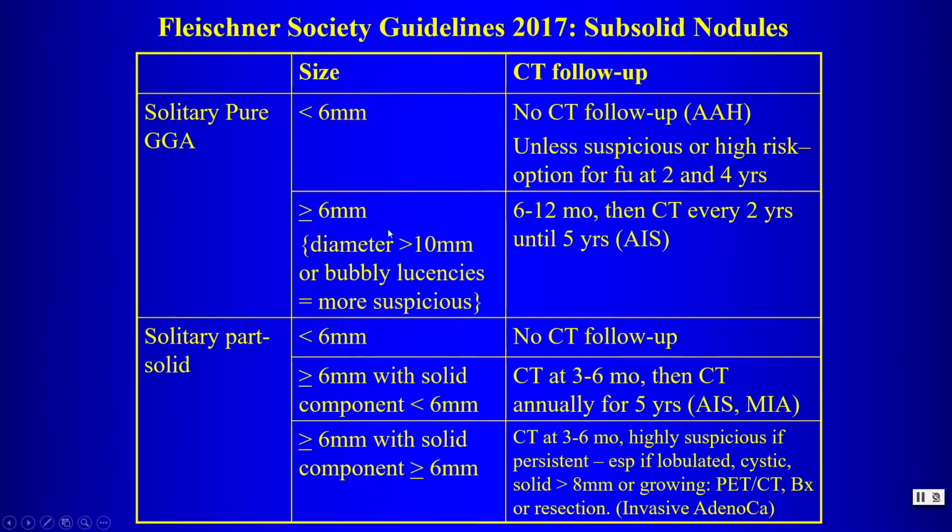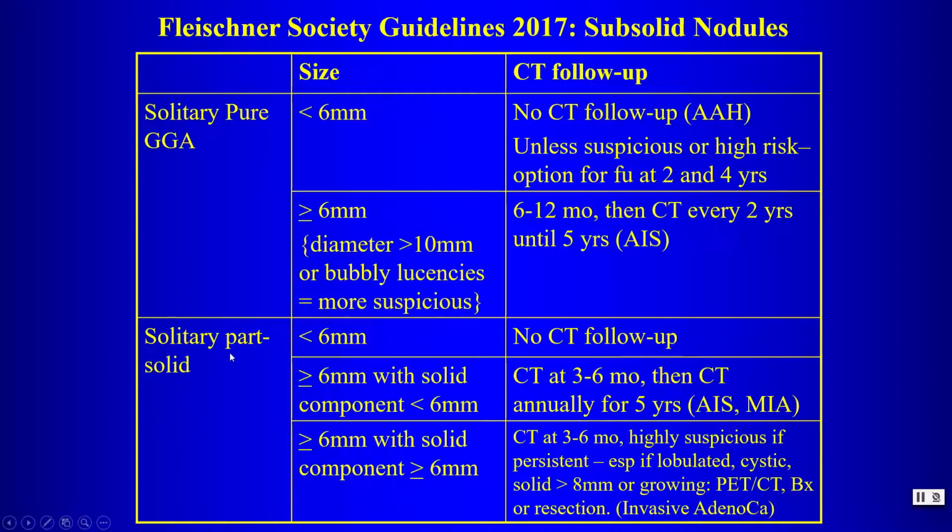If the nodule is greater than 6 millimeters, then we can do follow-up, and if there is ground glass associated with the nodule, we want to do the follow-up for 5 years because it can start out as adenocarcinoma in situ. So you want to follow the nodule for 5 years, and the nodule should remain unchanged before we can decide that the nodule is benign.